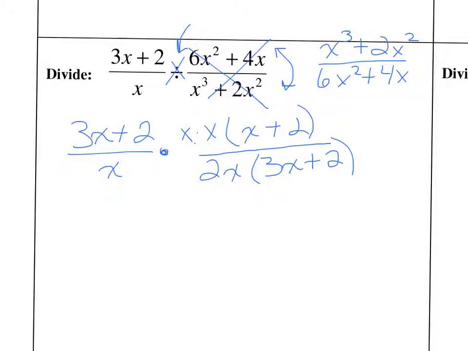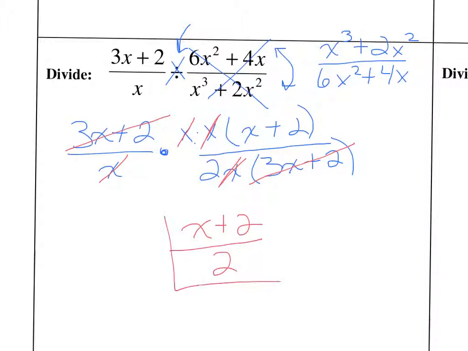Now what can reduce? Like I said before, this x can reduce with this one, but guess what? This one can reduce with that one. And this 3x plus 2 can reduce with that 3x plus 2. So it looks like in the numerator I have left x plus 2 from here over only the 2 from here. Do not make the mistake of reducing these 2's. This one's okay to reduce, but this one is not because it's being added to something. It's a term. So this is your final answer here.